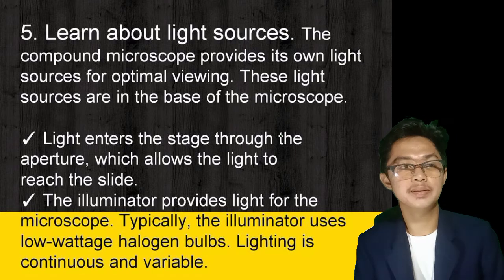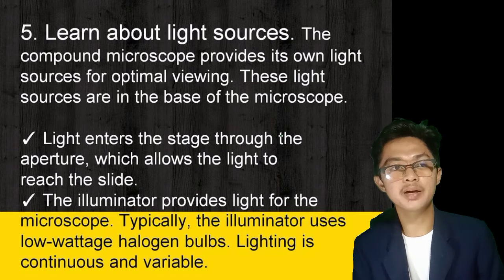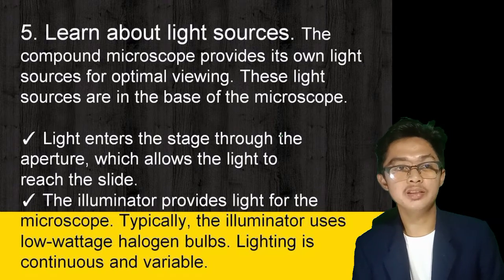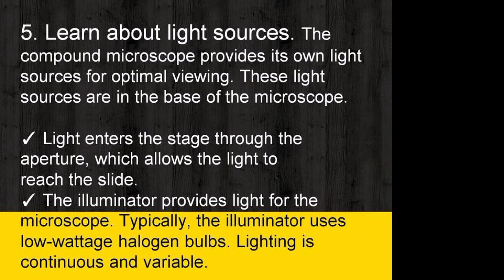In the fifth step, learn about light sources. The compound microscope provides its own light sources for optimal viewing. These light sources are in the base of the microscope. Light enters the stage through the aperture, which allows the light to reach the slide. The illuminator provides light for the microscope. Typically, the illuminator uses low-watt halogen bulbs. Lighting is continuous and variable.